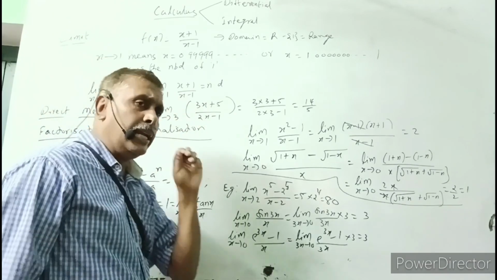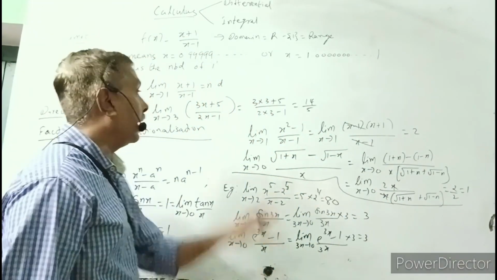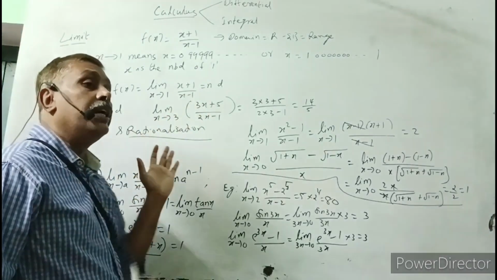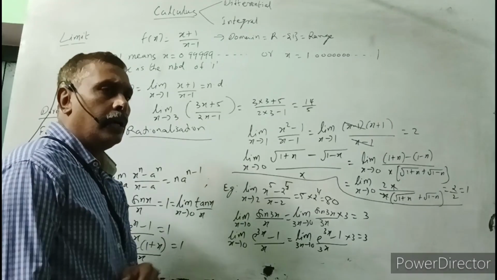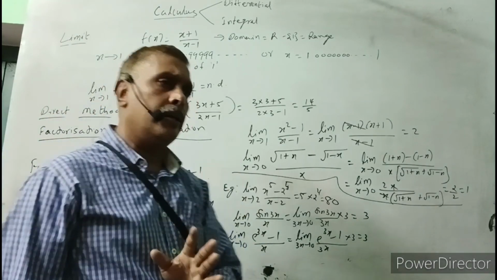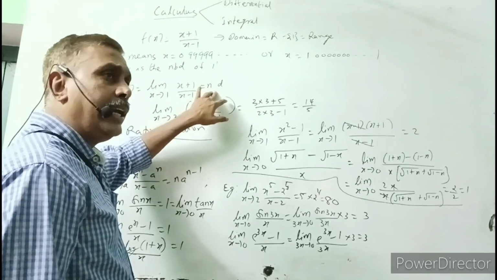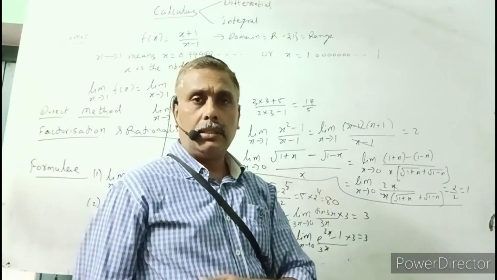I may keep any value of x which is very near to 1. So x cannot be equal to 1, tends to means not equal to 1, but very near to 1. I may keep any value of x which is very near to 1. The result remains not defined only. Why? That we are going to study in the coming cases.